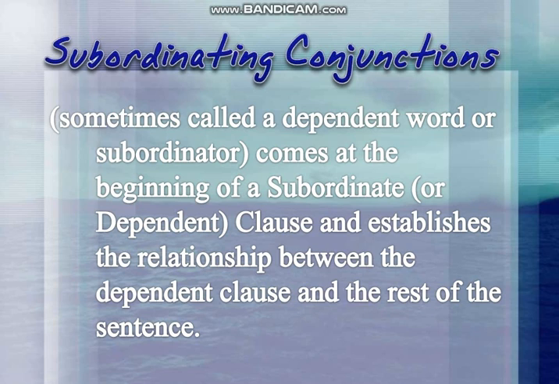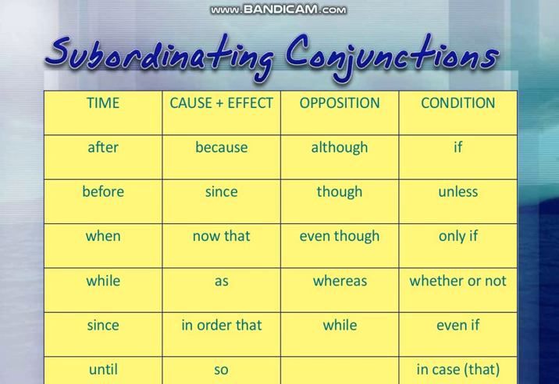Look at its examples. It is used for time, cause and effect, opposition or condition. So these are all examples of subordinating conjunctions like after, before, when, while, since, until. They are all showing time to us. Cause and effect: because, since, now that, as, in order that.